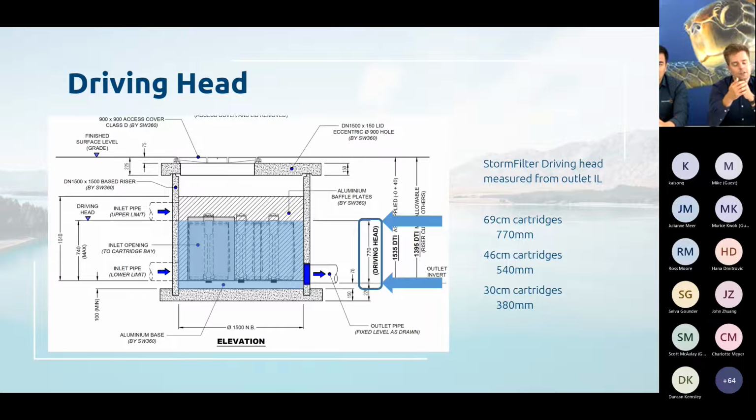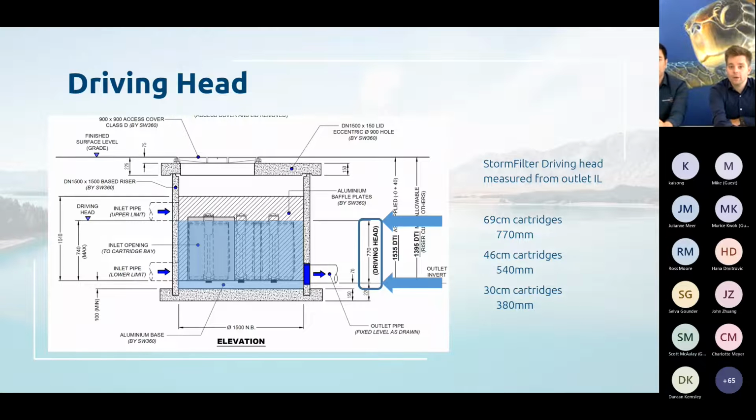380 millimeters. This means that if the site is particularly tight, we can use a shallower cartridge to fit in with the network. The one downside, however, of using shallower cartridges is they have a shallower driving head, so you can't get as much water through the cartridge as if you had a higher driving head. So switching between 69 and 46 centimeter cartridges, you'll need an increased number of cartridges and an increased footprint.